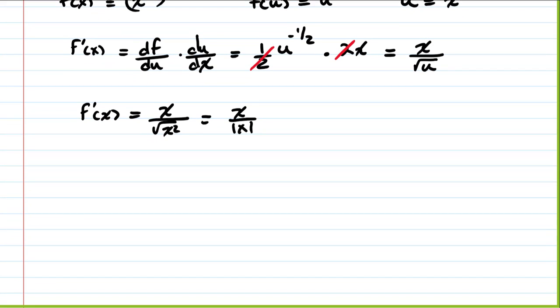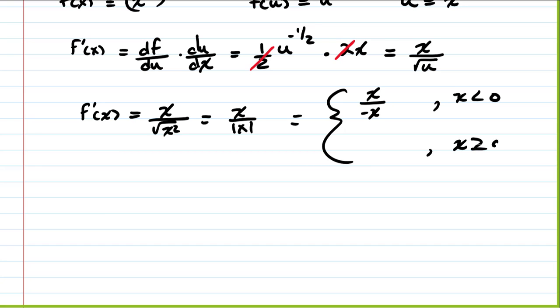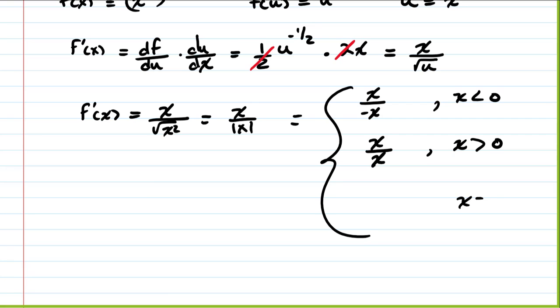Well, if x is negative, what are we going to get? Well, if x is less than 0, we would have x over negative x. And if x is greater than 0, we would have x over x. And if x equals 0, what do we get? Undefined, right? Because you can't divide by 0.